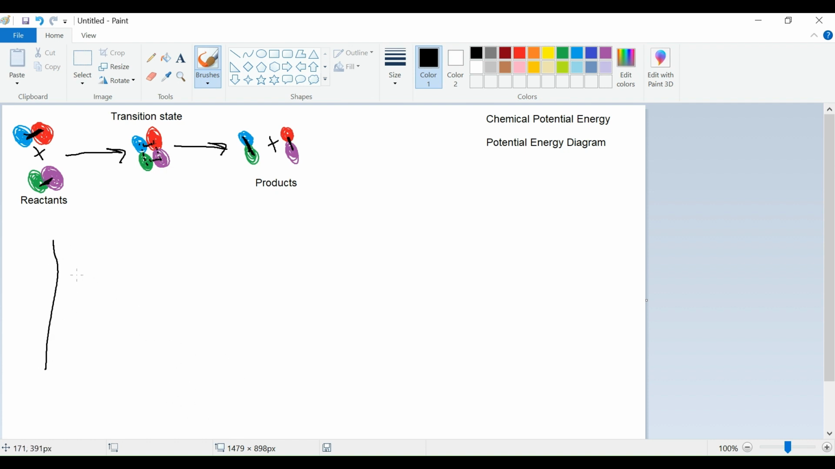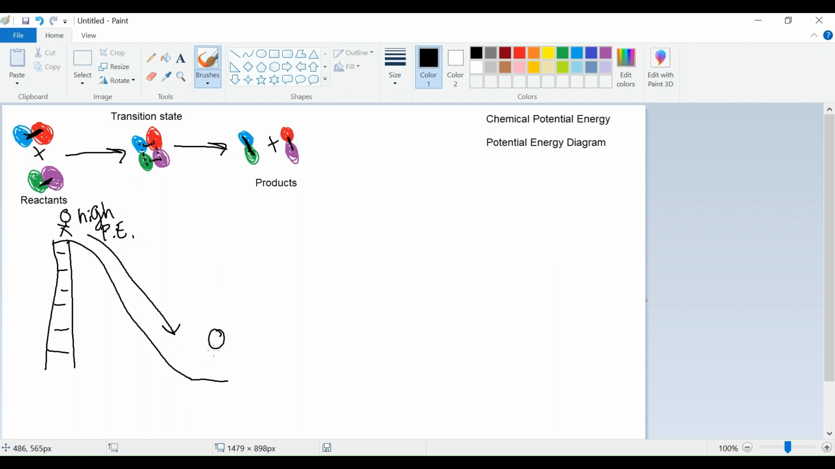Very likely you were given the diagram or model idea that you have a slide like this. This is like a playground slide. When you're at the top, you're told you have a lot of potential energy. And then when you go down the slide, as you get to the bottom, your potential energy is being converted into kinetic energy. And at the bottom, you have a low potential energy.